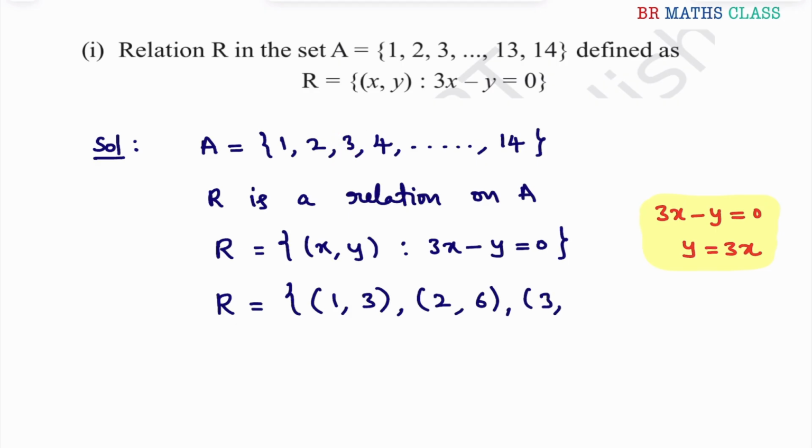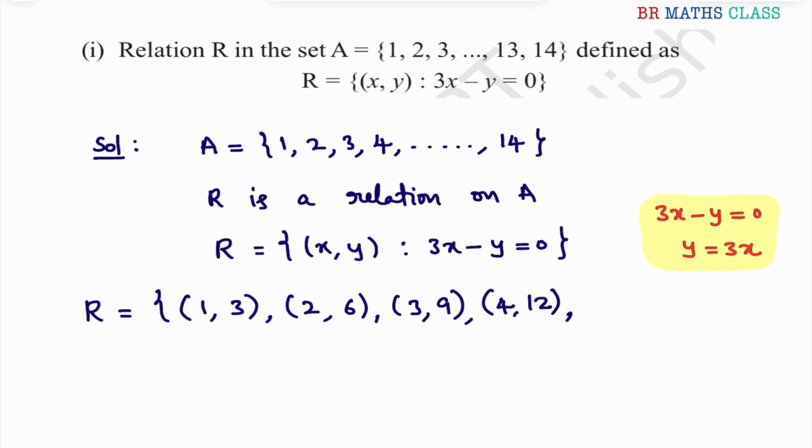Put x is 3. When you put x is 3 in this, what will you get? y equal to 3 into 3, y equal to 9. So this ordered pair is 3 comma 9. Similarly, you take x is 4. Put x is 4 in this. 3 into 4 is 12, y is 12. So this is 4 comma 12.